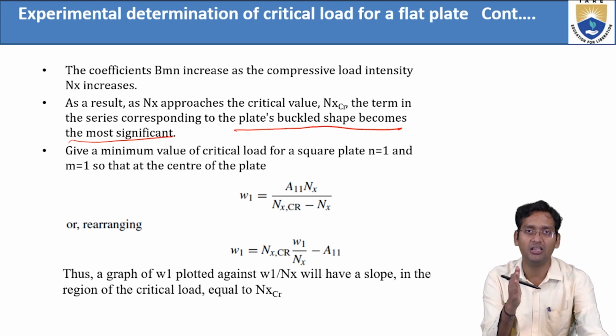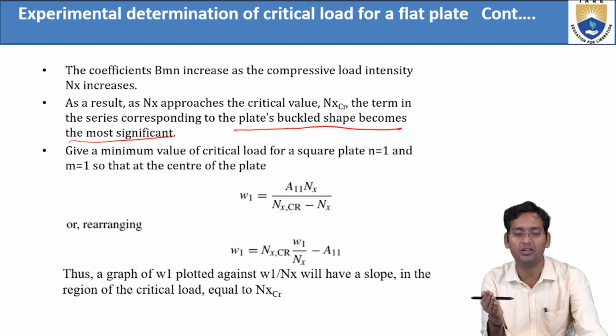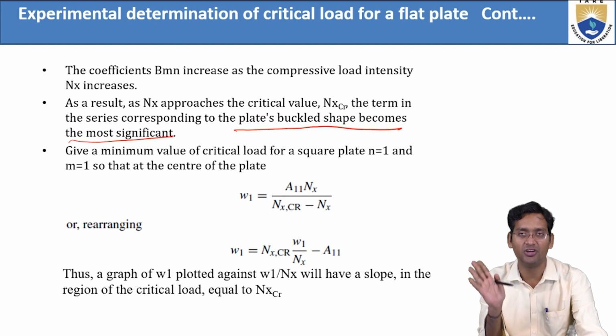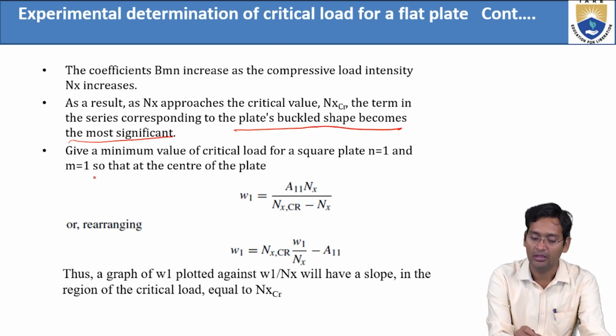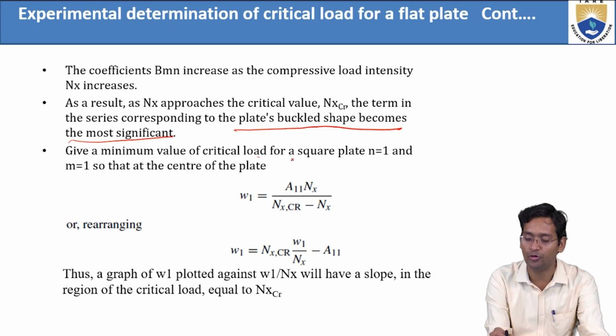So before the critical load, it will not get buckled. Once it reaches the critical load, and just next to the critical load we apply the load, then it will start buckling. So that we can signify. Give a minimum value of critical load for a square plate: n equals 1 and m equals 1.